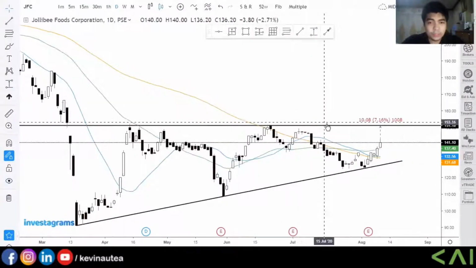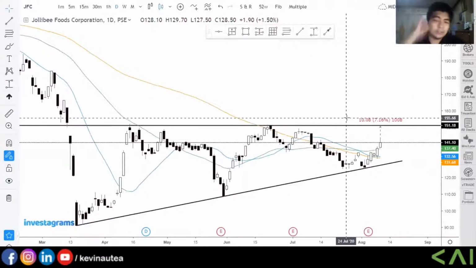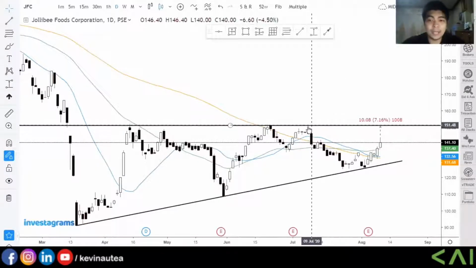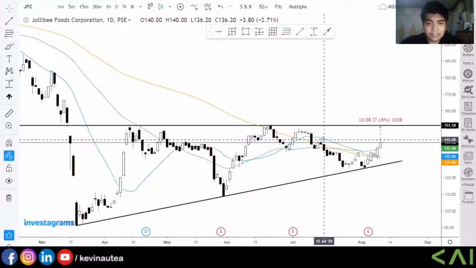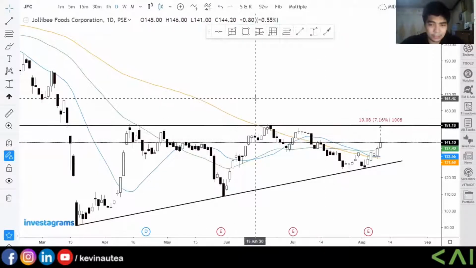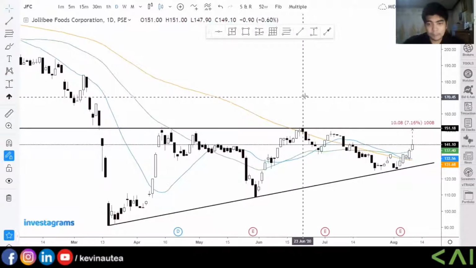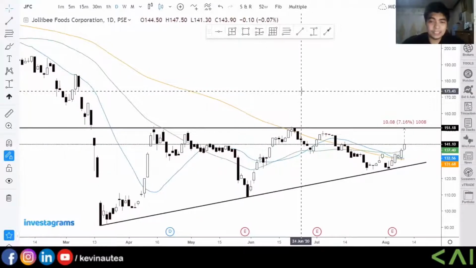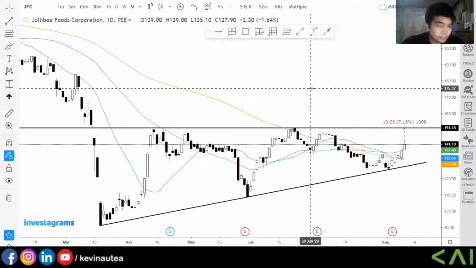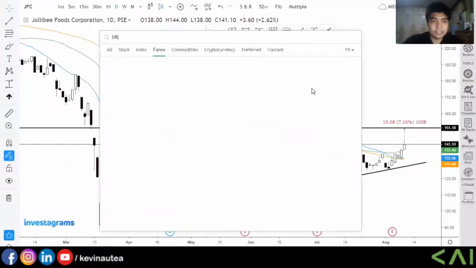So this is what we call the TP area, or you can consider that as the take profit area, or the resistance area. The moving averages here, or the MAs, do not support the movement yet, and neither does the Fibonacci retracement. Next, we have URC.